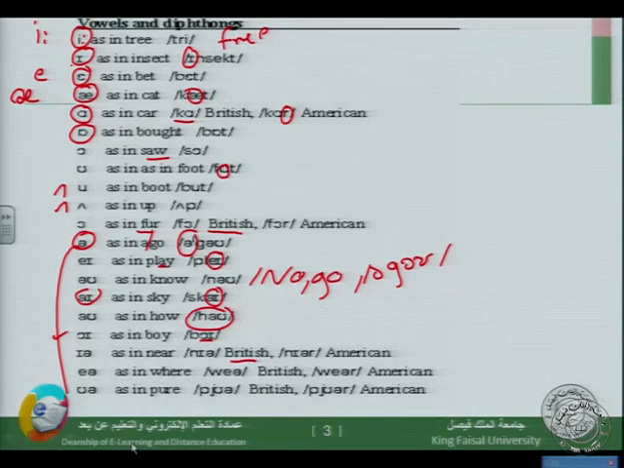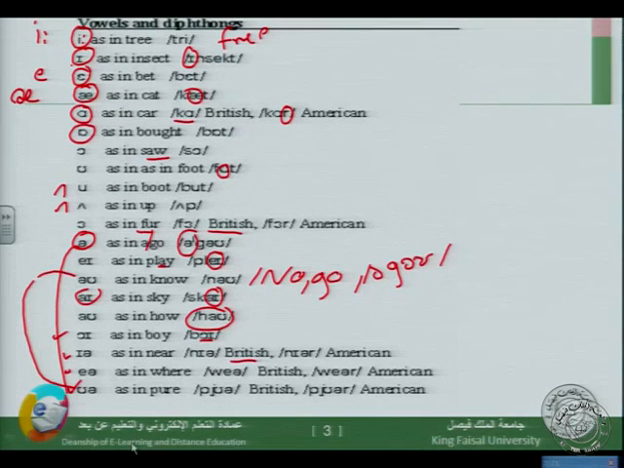Where, and here, poor. Which one is American? The one with R. Poor. Which one is British? Poor. You should not mingle or mix between this sound and the one like girl. Notice the symbols are almost similar, but we flip the two sounds.